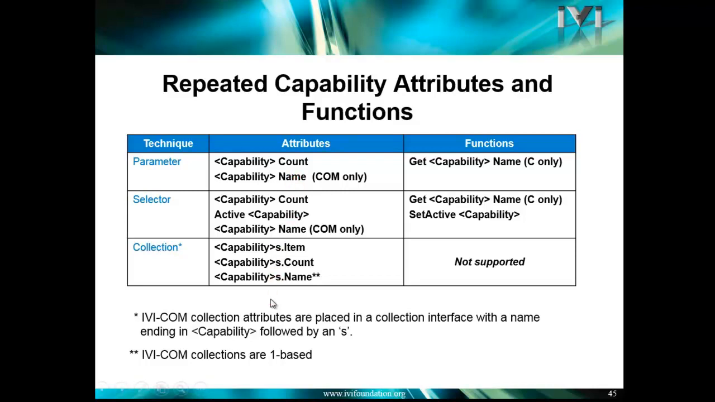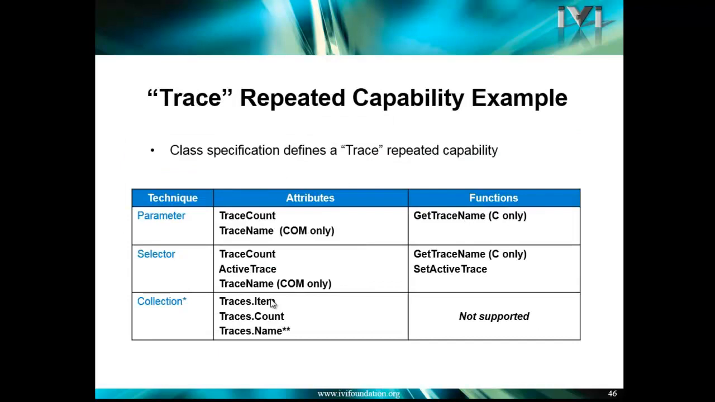So, key takeaways here is that whatever approach is being used for the repeated capabilities, you can discover what's there by reading back the count and getting each of their names. Then you can control each of them by name. So here's just an example of what things look like with a trace repeated capability. So it's trace count and trace name, and sure enough, those show up in all three styles, because for all of them you need to discover how many there are and what their names are. And in the case of the selector, you need to be able to do set active. In the case of the collection, you need to be able to get an element from the collection.